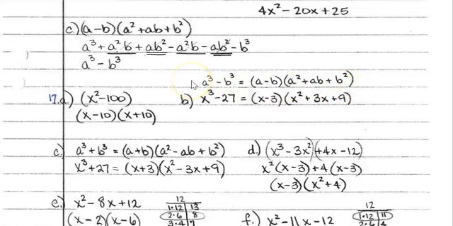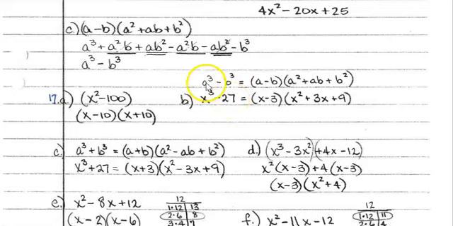So we do need to know that formula. And if you'll notice, I'm going to put x in the place of a, and I'm trying to figure out what cubed is 27. Well, 3 cubed is 27, so I'm going to put 3 in the place of b because 3 cubed would be 27.